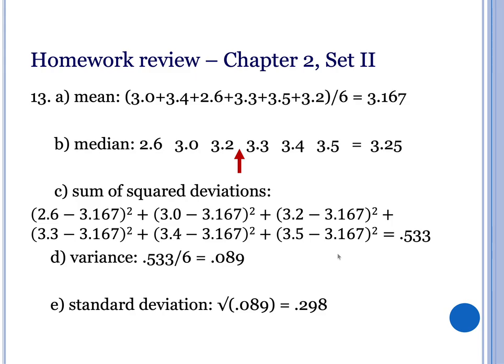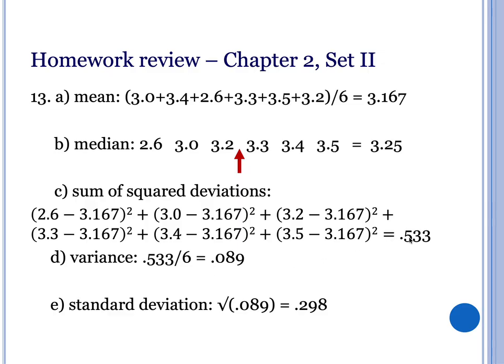Hopefully that makes sense. If I take those 6 numbers in my data set and compute my sum of squares, I just take each one and subtract the mean and then square it, right? So you can see I've done that for all 6 numbers. 2.6 minus the mean of 3.167, 3 even minus 3.167, 3.2 minus 3.167, for all 6 of them. And then whatever that number is, I'm going to square it and add them all together. I end up with a sum of squares of 0.533.